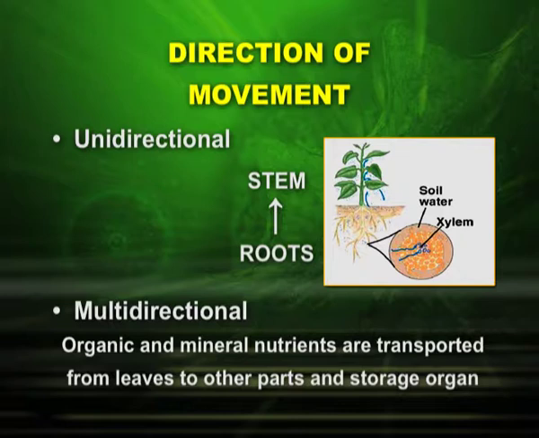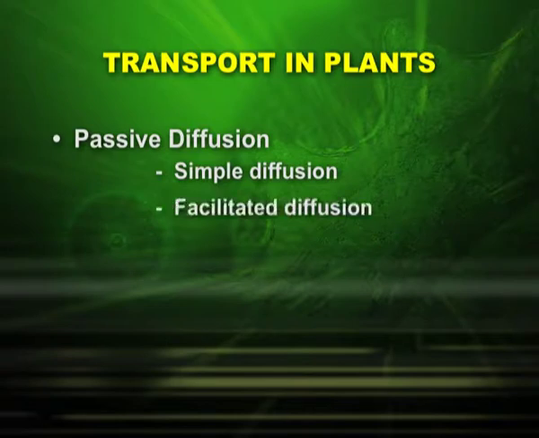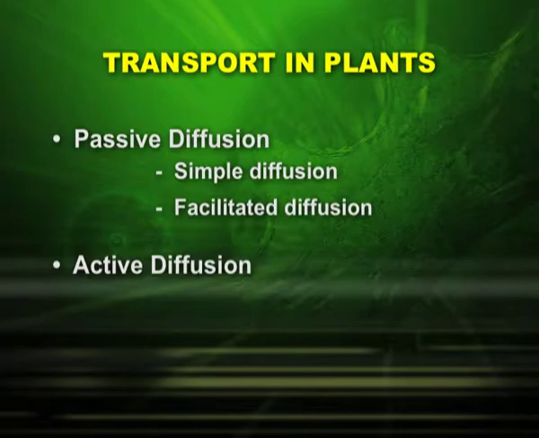Let us see now the transport in the plants, the various ways by which the water is transported in the plants. There are two important processes, passive and active. Passive has two types of transport, that is simple diffusion and facilitated diffusion, and the second one is active transport. We are going to see how the passive transport and the active transport take place.